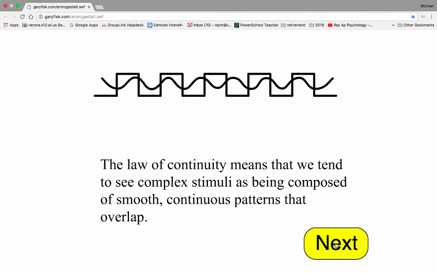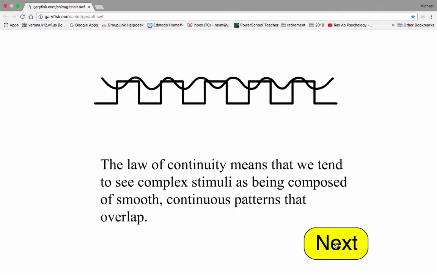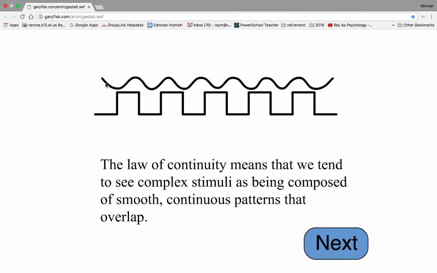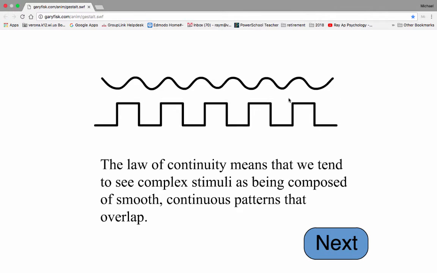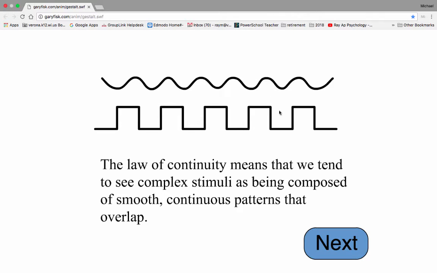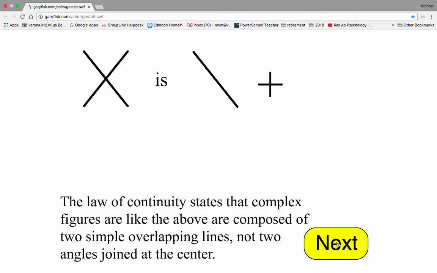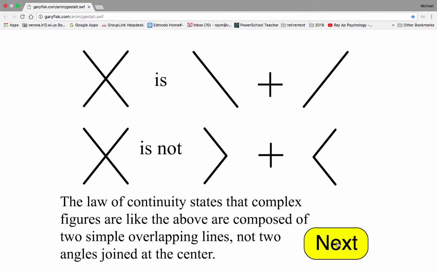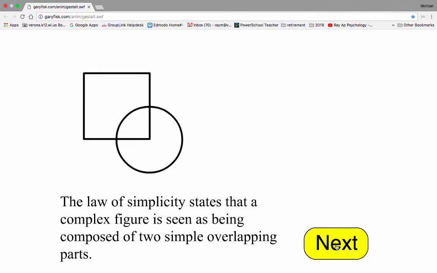And the law of continuity, or good continuation, shows us that we tend to see complex images as smooth, continuous patterns. So we probably see this smooth, continuous line even though it's intersected, or we probably see the right angle lines here even though they're intersected. So we tend to find continuous patterns. And remember, the law of continuity demonstrates, and the law of pragnanz really, that we see this as two intersecting lines and not as two inward pointing arrows, because simpler is easier.